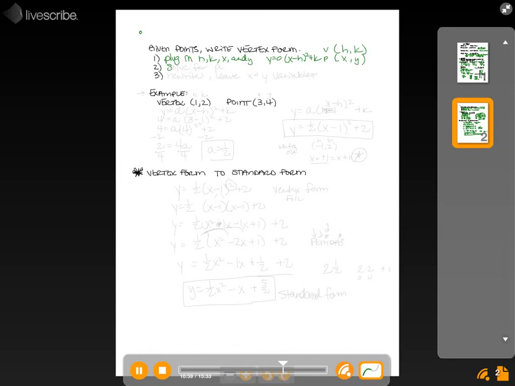Step 2 is you're going to solve for a. You want to figure out what a is, because it'll be the only variable that doesn't have a value. So you'll solve for a. And then step 3, you're going to rewrite, but you're going to leave x and y variables. That's what makes it an equation, having an x and a y in there. So you'll plug in your vertex and you'll plug in a. Those will be what you have values for.